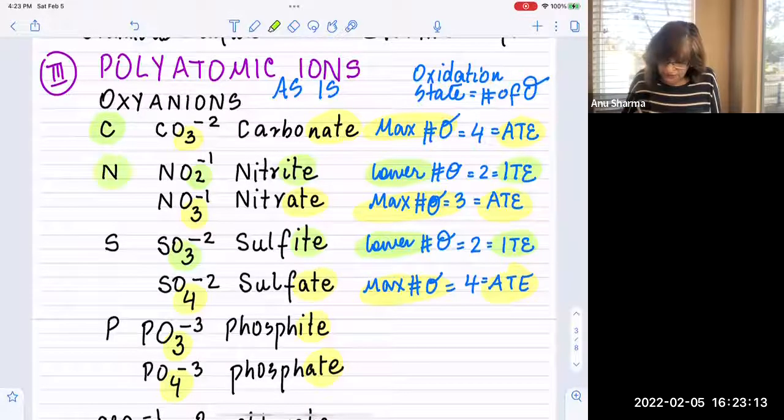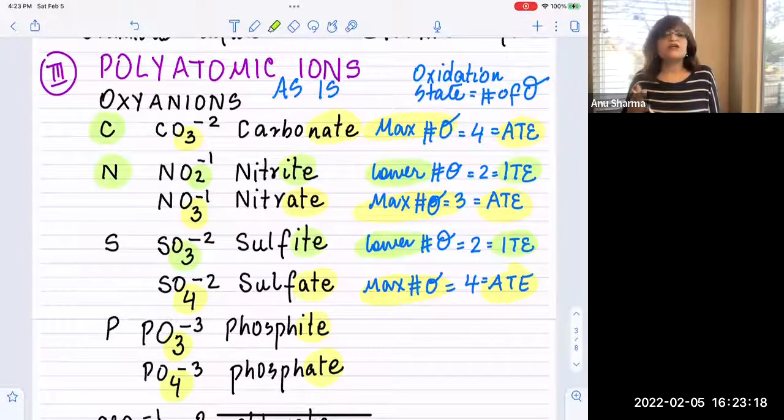Now comes the nitrogen. Here is the nitrogen. Nitrogen can contain 2 oxygens and nitrogen can contain 3 oxygens. Nitrogen can bond to 2 oxygens and nitrogen can also bond to 3 oxygens. So lower oxidation state is nitrite, -ite. Both of them have a negative charge, but it's how many oxygen atoms are attached to nitrogen only. So lower is -ite and higher is -ate. So nitrate is NO3, 1 negative, and nitrite is NO2, 1 negative.